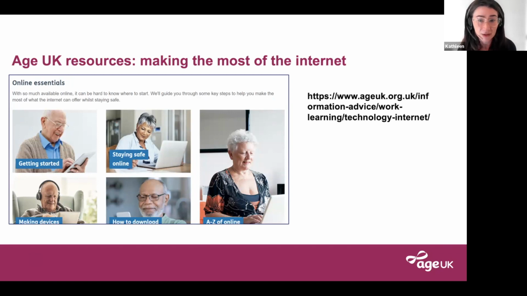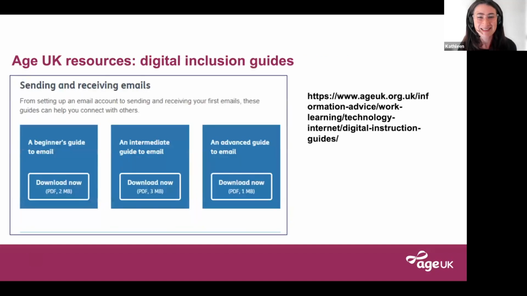So what we have here, the Making the Most of the Internet guides, they're a collection of 12 online easy to use guides, and they cover topics such as the A to Z of online terms, so jargon busting, and things like using social media. These are suitable for digital champions or friends and family of older people to help guide and support them get through these different topics. Next slide, please.